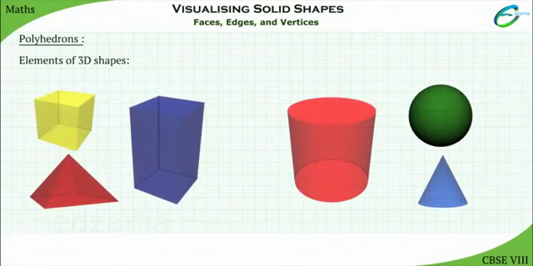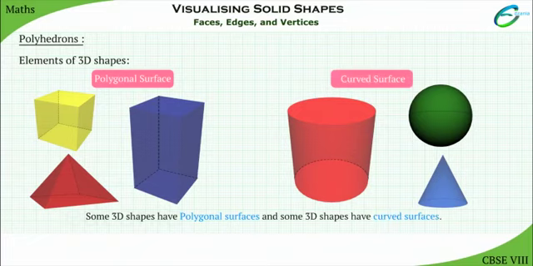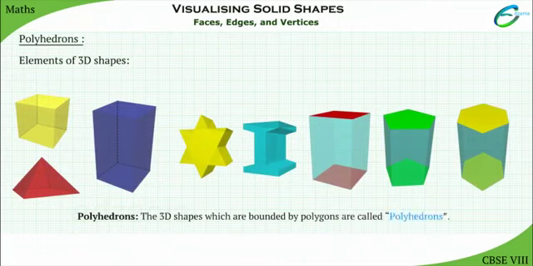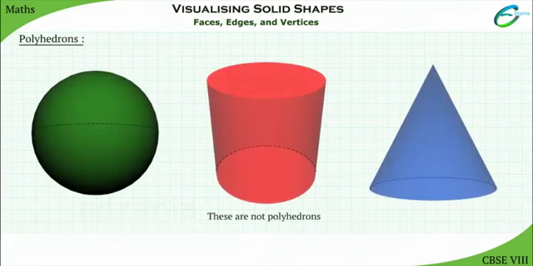Look, here we have some models of 3D shapes. Among these 3D shapes, some are bounded by only polygons. Those are flat surfaces. Some of them are curved surfaces. The 3D shapes which are bounded by only polygons are called polyhedrons. These are not polyhedrons because these 3D shapes have curved surfaces, not made up of polygons.